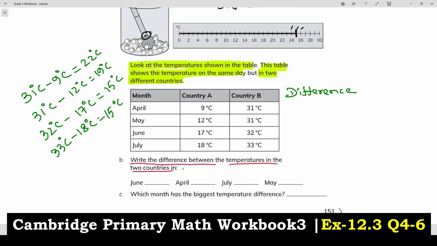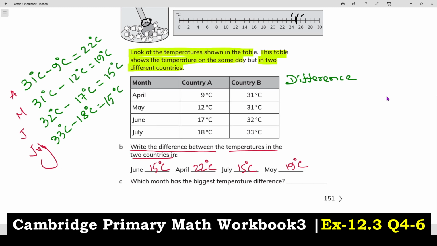like we have to find out the difference. Here is June, we can write it in the table. This is April, May, June and July, right? So first June, it's 15 degrees Celsius. The difference for April is 22 degrees Celsius, July 15 degrees Celsius, and May 19 degrees Celsius.